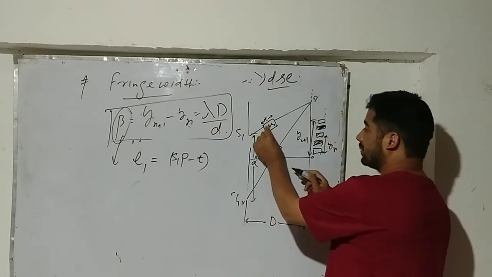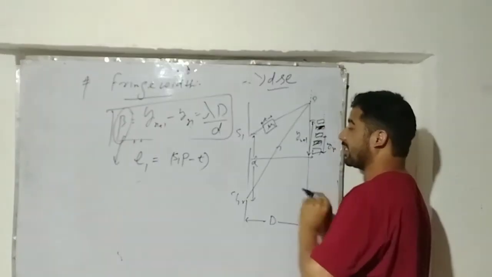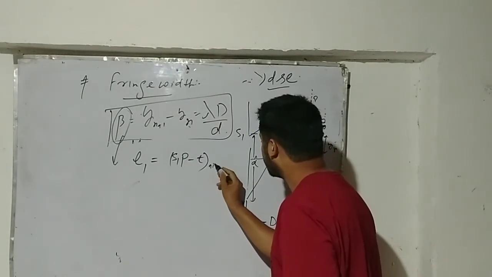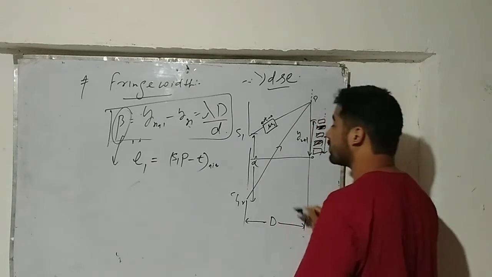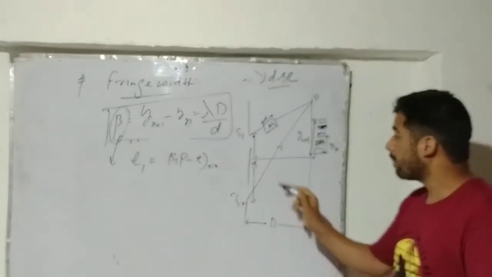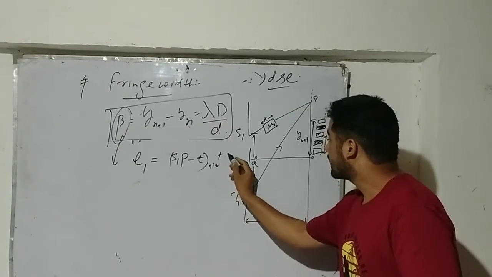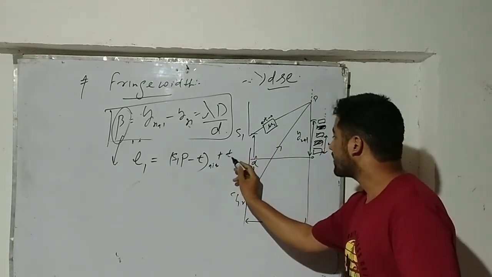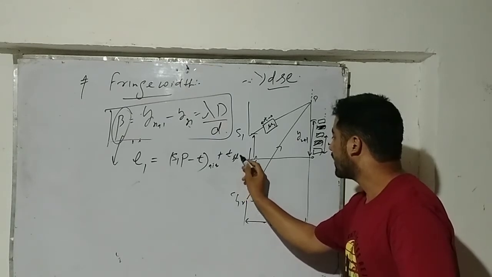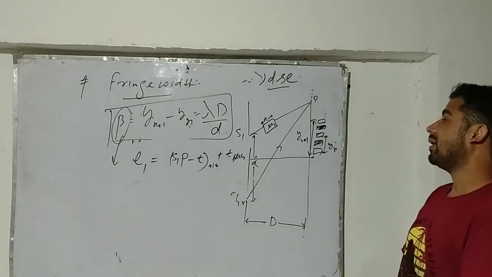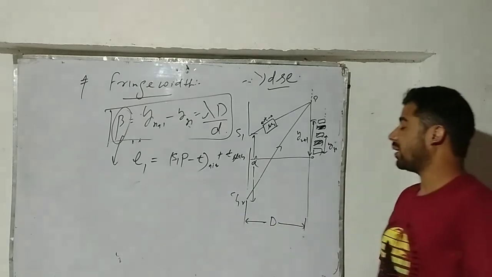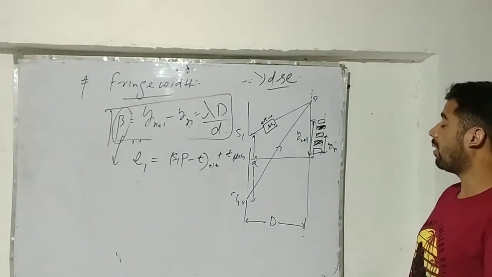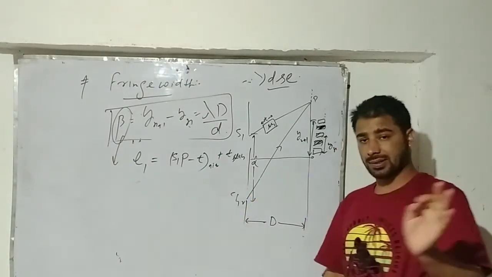Look, the slab has a thickness of T. Now this much length means that the light ray S1P has to travel in air, plus the path length it will cover in the medium, like the slab. It has to cover the thickness given for a given slab.